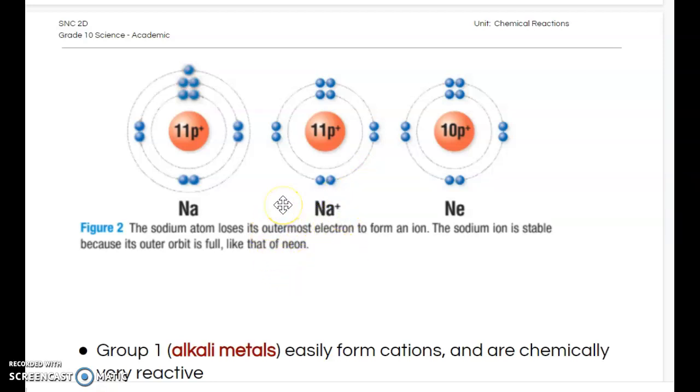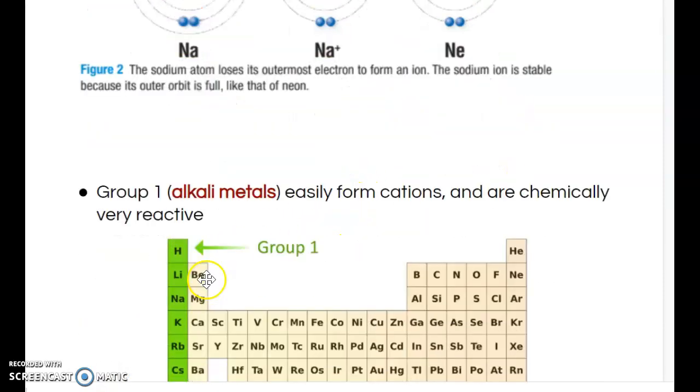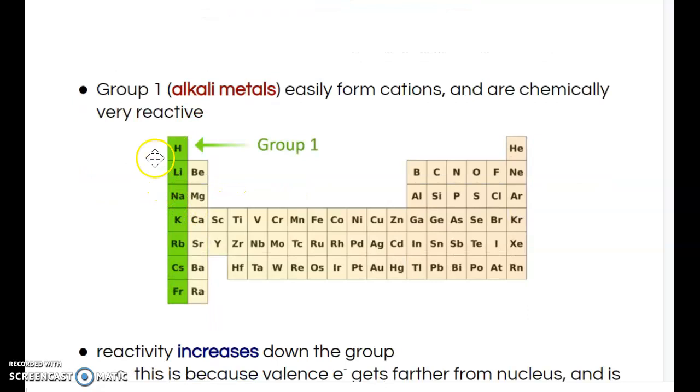The reason sodium doesn't lose, say, 2 electrons is because if it lost 2 electrons, it would no longer look like neon. That's similar to all the alkali metals in group 1. These easily form cations and are chemically very, very reactive. Why? Because it's super easy for them to just lose that one electron.